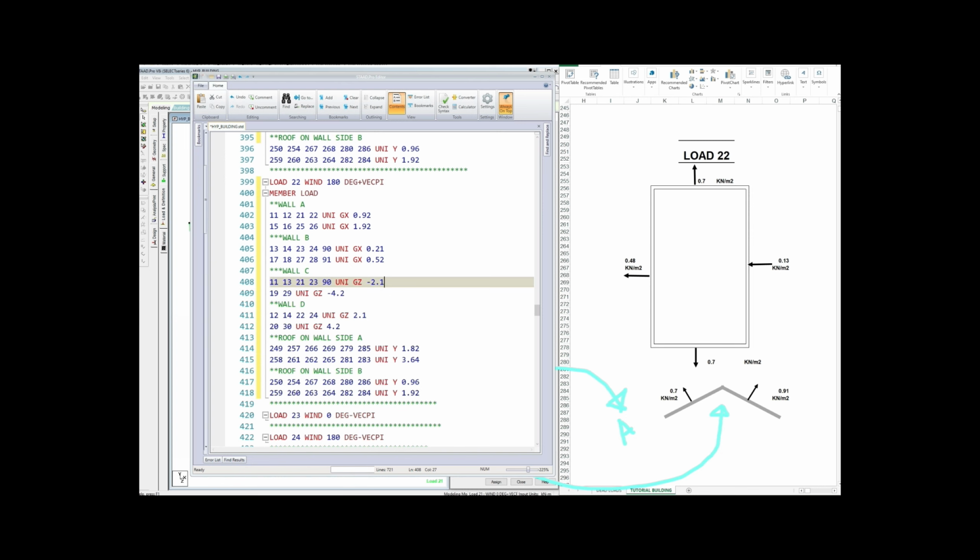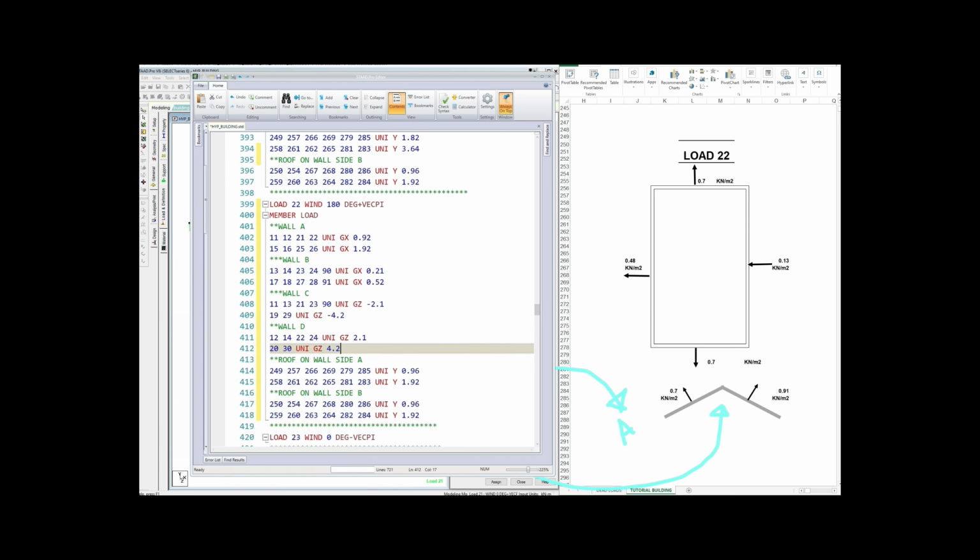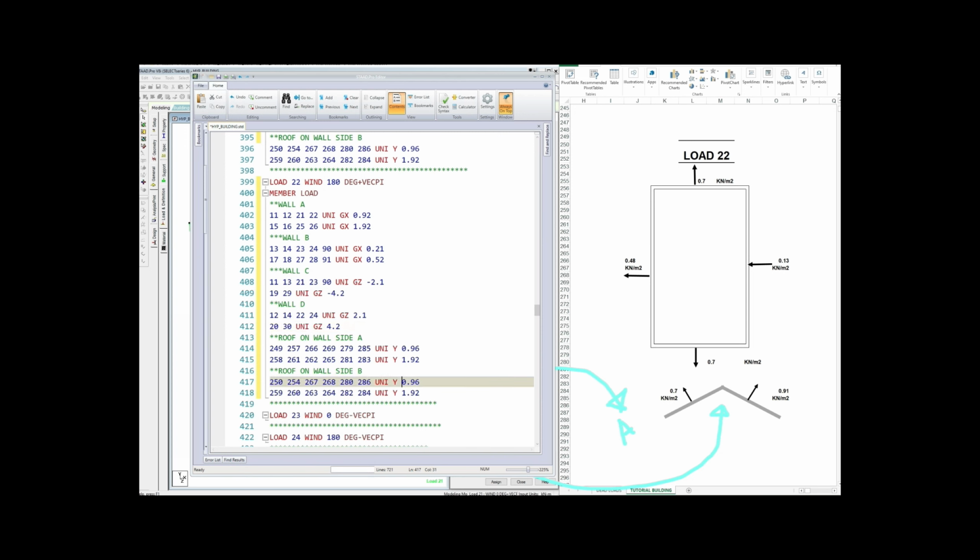Now this 0.96 and 1.92 goes here. 0.96, 1.92. The other value is 1.82 and 3.64. 1.82 and 3.64.